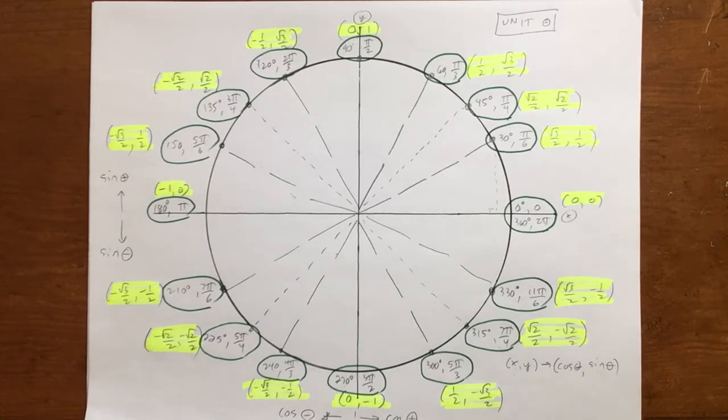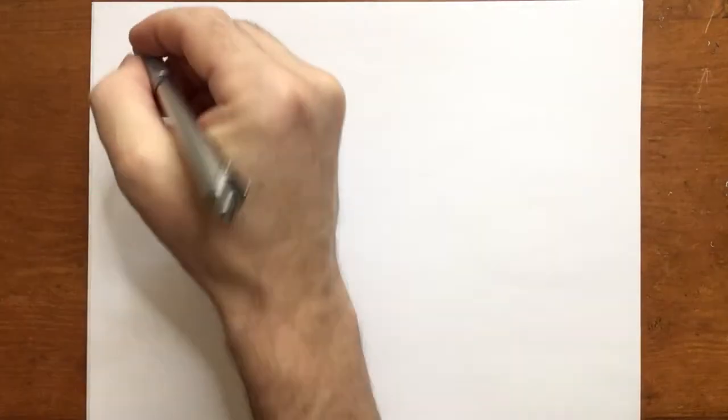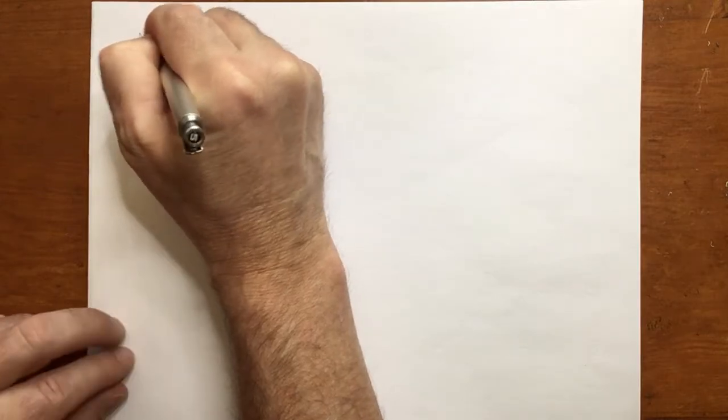I'm going to say things like, what's the cosine of 210? And you're going to quickly be able to find that it's negative square root of 3 over 2. Okay, and so let's learn how to do it as quickly as we can. So let's start, I guess I should label this.